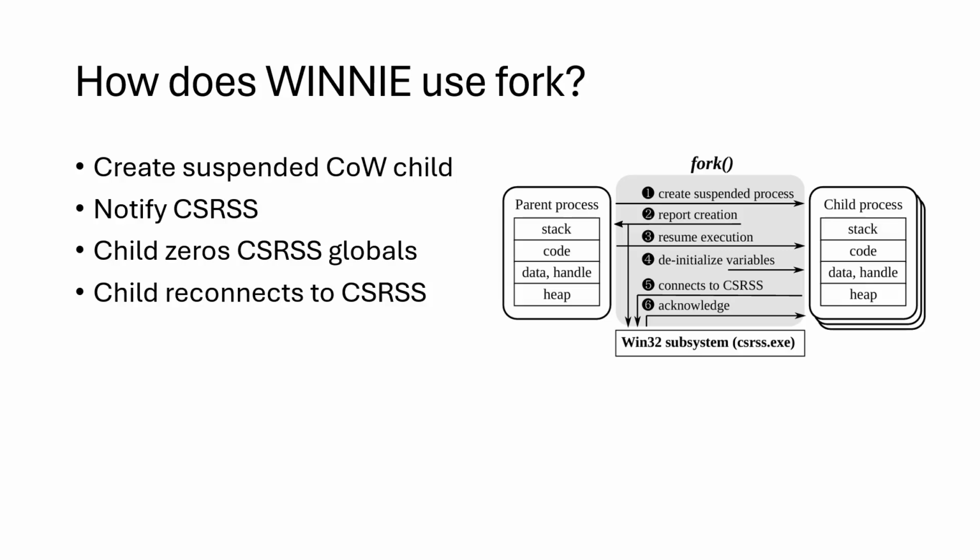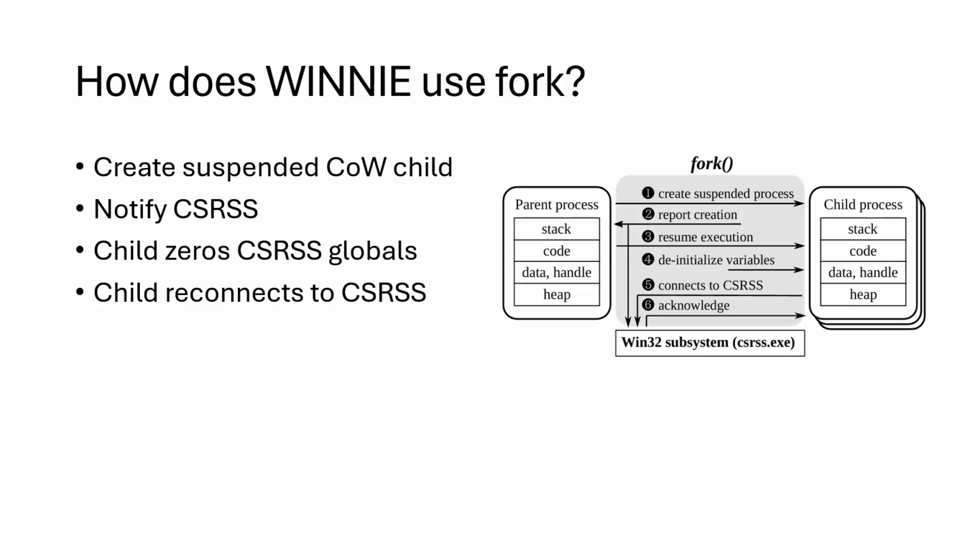So when you fork a process normally, the child inherits the CSRSS connection state, but the state isn't valid yet for that new process. And the first time the child calls an API, it'll crash unless you correctly make a new CSRSS connection. So WINNIE attempts to get around this with this 4-step process.